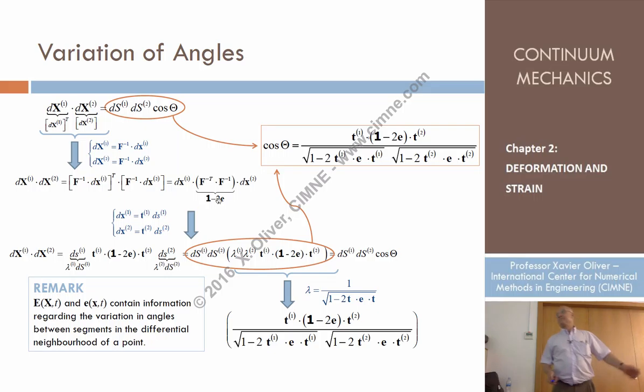Okay? So, finally, what is the conclusion of that? In fact, in these two fundamental measures of strain that we have derived, one for the material configuration, the other in terms of the spatial configuration, there is information about variations of distances around a particle and variations of angles around a particle. Okay?